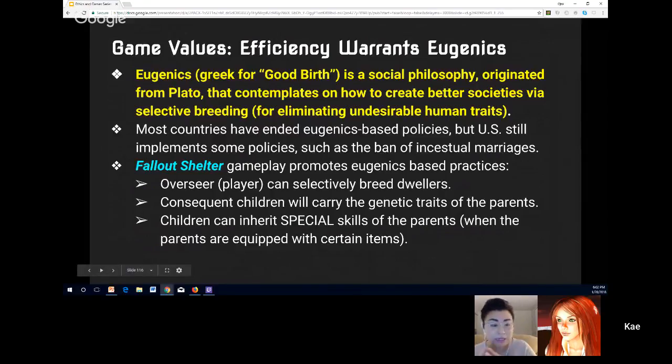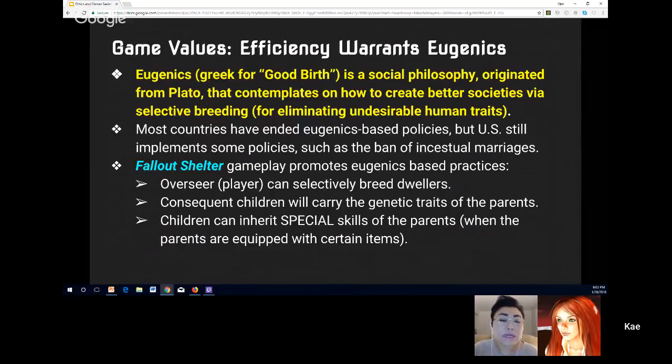There's more than this, but first of all, the overseer, which is you, the player, can selectively breed dwellers. You can put them together, whoever you want, and they can mate and make children, okay? The children of the selective breeding will carry the genetic traits of the parents. And the way the game demonstrates that is that the children tend to have the features of the parents, so the facial feature, the body feature, the hair, and so forth.